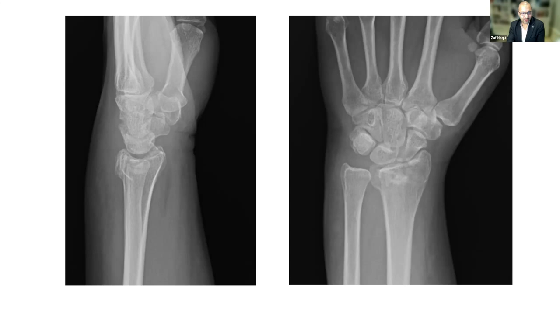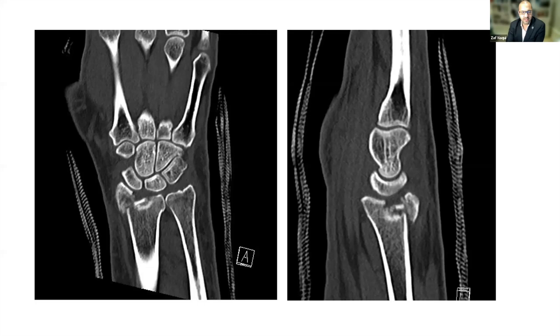So there you go. There's your CT scan, boss. What do you think? So this is one of those patterns where the entire volar cortex is intact. You find that most of your comminution is dorsal. And the more traction you apply, the more you try to reduce it, you actually end up with the lunate popping out dorsally.